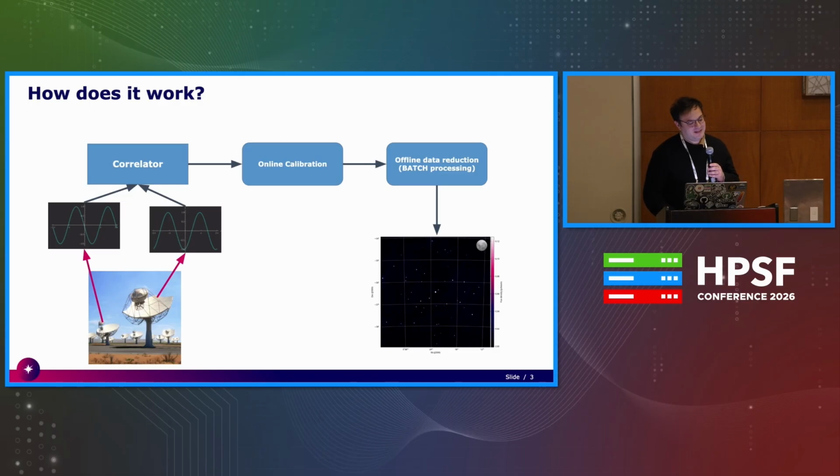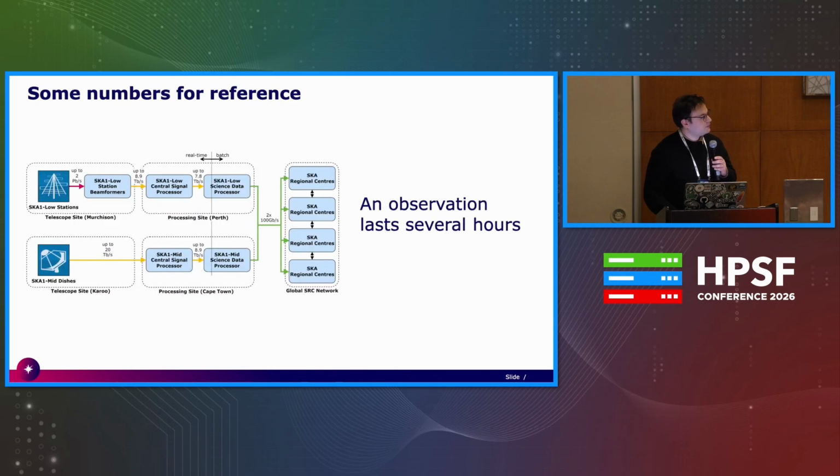Basically, it's an interferometer, so we record the raw voltages from the antenna, then we use a correlator to combine the signals so that we can point the telescope in the sky. Then we have an online calibration, and then an offline batch reduction that finally creates an image. And this is one of the first images for the SKA Low.